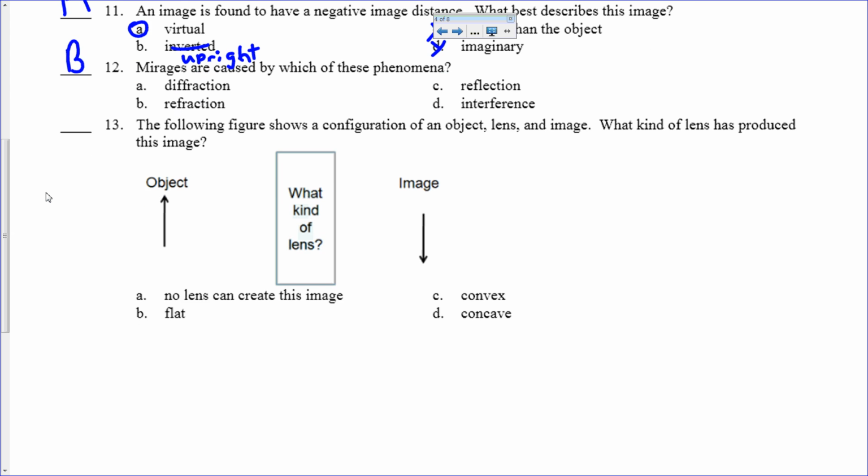The following figure shows the configuration of object, lens, and image. What kind of lenses produce this image? This is an upside down image.